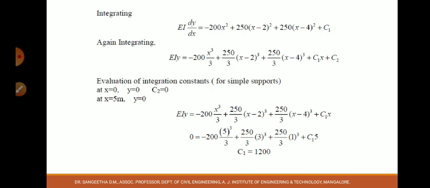At x equal to 0, y is 0, so here substitute x equal to 0, y 0, you will evaluate what is C2. What is C2? It becomes 0. At x equal to 5, y is 0, substitute, you will get what is C1. Whenever it is a simply supported beam, you will not have an equation for rotation. So the simplest, easiest way is to go by the 2 times calculation of the deflection at the two supports.